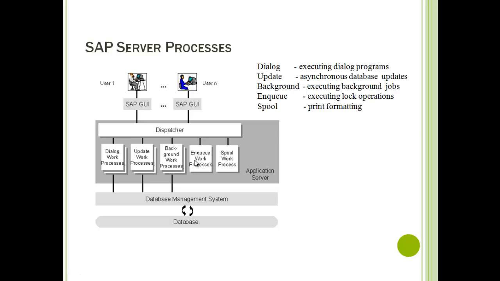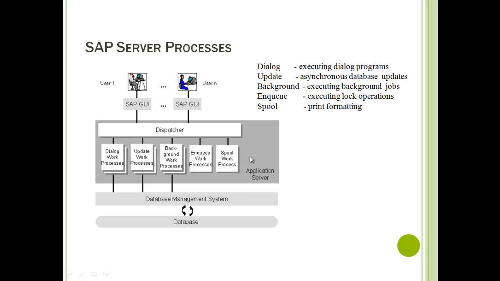And the NQ work process does the lock operation. The lock operation means, for example, I am creating or editing a purchase order. So this purchase order is being edited by me, and at the same time it should not be edited by somebody else. So this particular record needs to be locked. This will be the job of the NQ work process. It will do the locking operations. In some cases it will lock the tables, and in some cases it will lock the record.